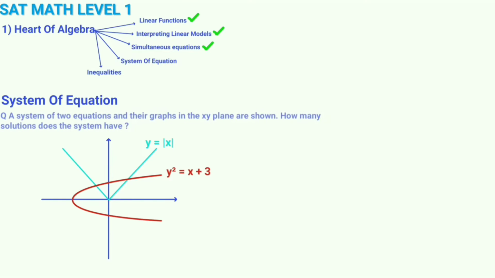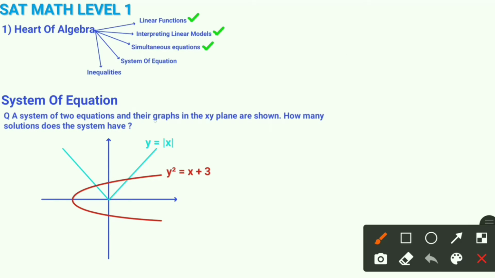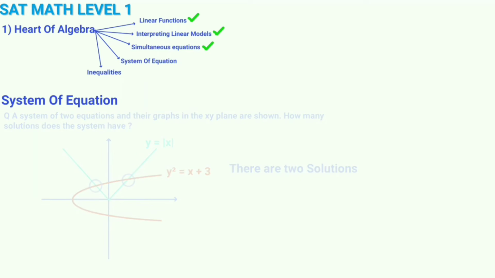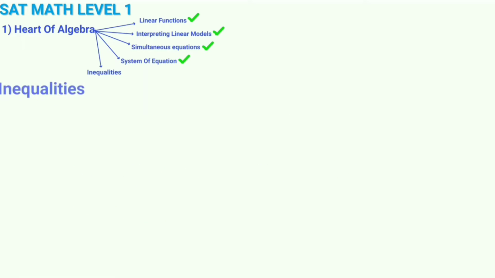And now we have this modulus. You can see here, this is a modulus. It doesn't matter what kind of input you give, whether it's negative or positive, it will always give a positive output. This is what modulus really means. So right here we have the modulus, and this is the second equation. A system of two equations and their graphs in the xy plane are shown. How many solutions does the system have? The answer is 2. There are two solutions, because there are two intersections. Okay, systems of equations are done.